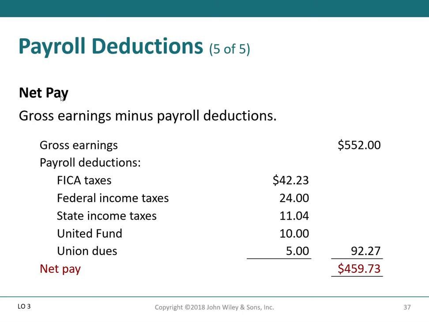So here is how we calculate the net pay. We calculated the gross earnings as $552. Then we calculate our FICA taxes of $42.23. That's, remember, Social Security and Medicare added together. Then we have our federal income taxes of $24, state income taxes of $11.04, United Fund, that's a charity, $10, and union dues, $5. We add all these together, we get $92.27. Subtract that from our gross earnings and we get $459.73.